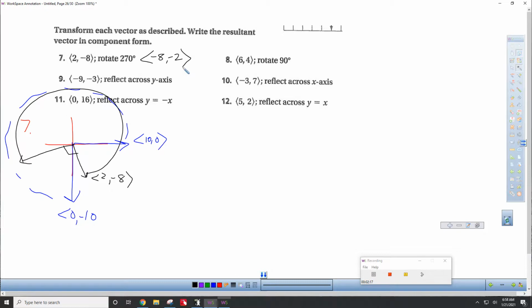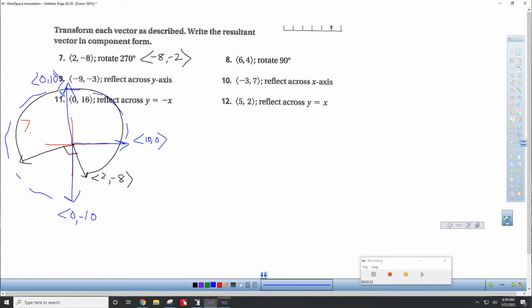Okay? So I think if we rotate it 90, 10, 0 would become, what would that be? Zero, 10, right? So it looks like if we rotate it 90, we simply just flip the entries. So let's see if 6, 4 would go to 4, 6. Nope, we're going to have to turn one of them into negative, I think, Carson.